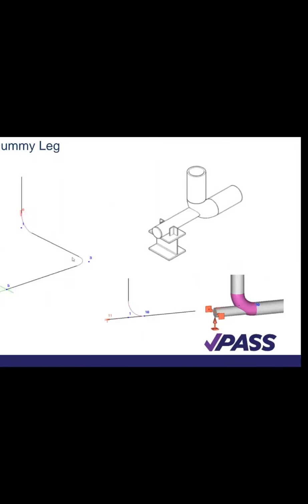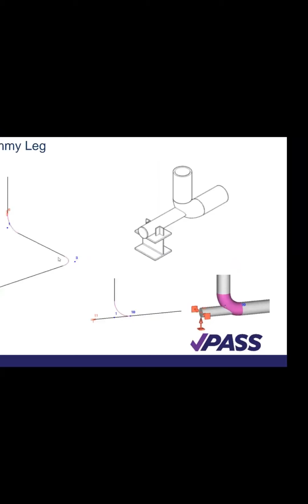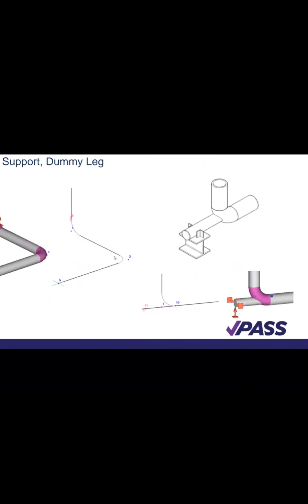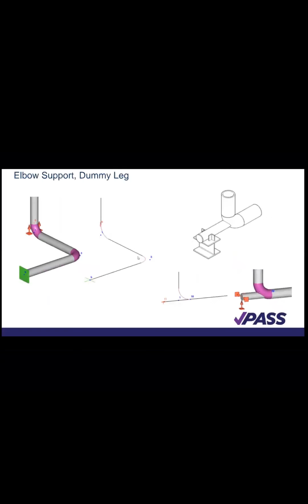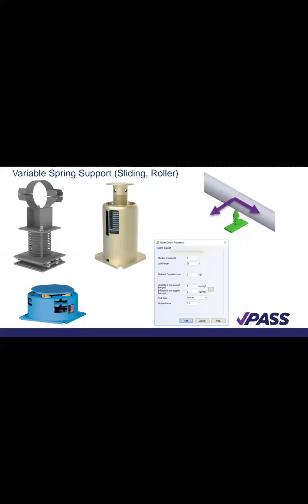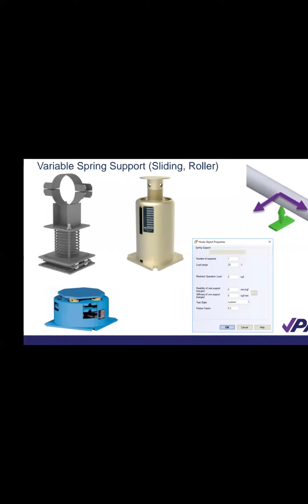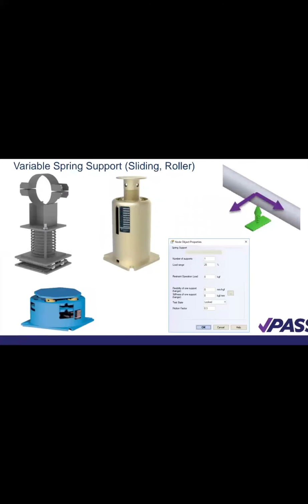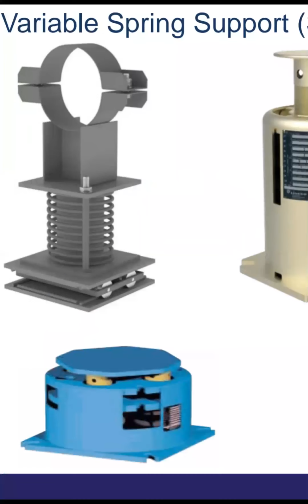Now here we have your dummy leg. This is also a support that we use in keeping our piping model in place, to avoid all forms of deformation as a result of a bend. Okay. So here we have the variable spring support, then the sliding and rolling. So this is the variable spring support. Look at the different types, these are all variable spring supports.